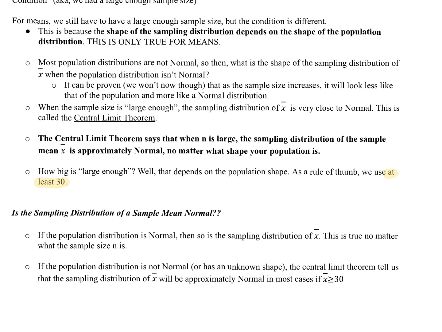Couple things. If the population distribution is normal, then so is the sampling distribution, no matter what sample size you have. So you only have to check that n is greater than or equal to 30 if you don't already know the population distribution is normal.